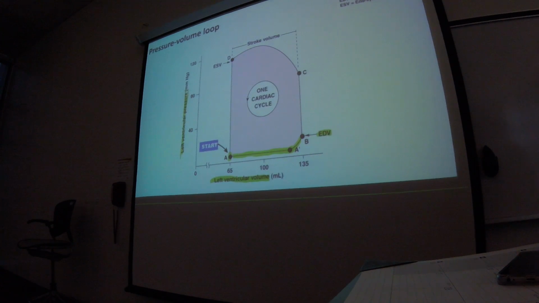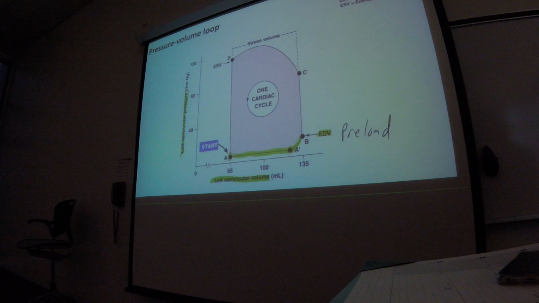That's a pretty important parameter in heart physiology and exercise physiology. This is end diastolic volume. We also often call this the preload. So that's the amount of blood in the ventricle before the ventricle contracts.